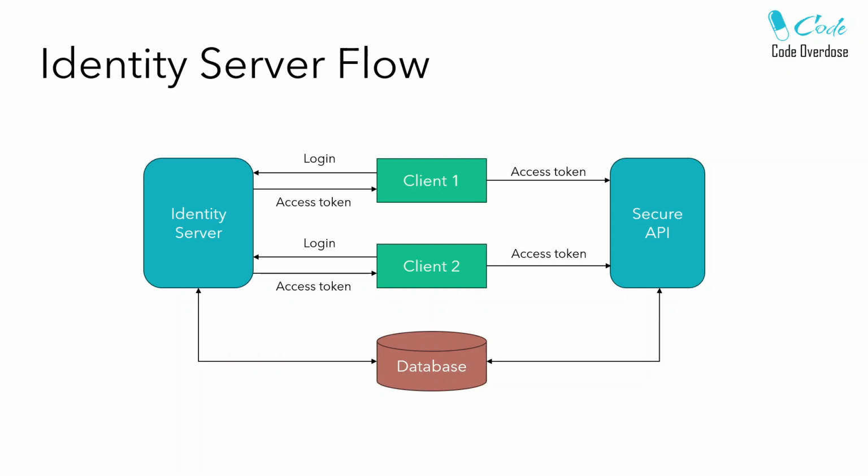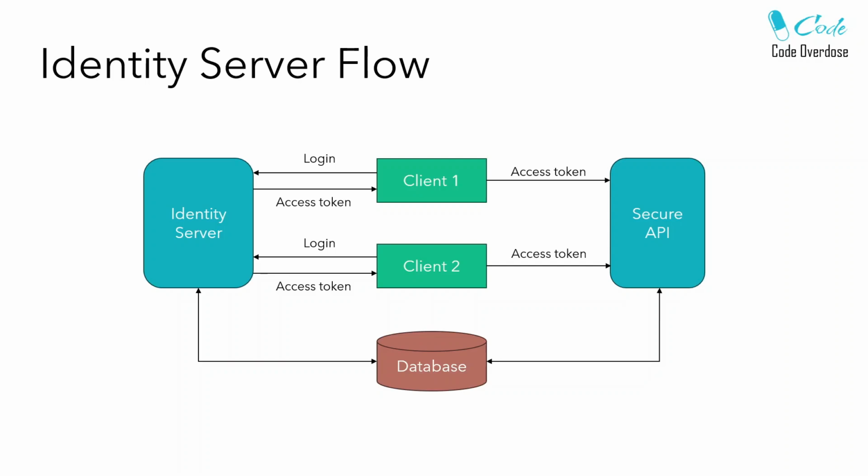In the middle, we have Client 1 and Client 2. These represent two different applications, like a Blazor WebAssembly front-end and an MVC admin portal. These clients don't handle authentication themselves. Instead, they redirect the user to Identity Server when login is required. Once the user logs in successfully on Identity Server, the server issues an identity token and an access token back to the client application. These tokens can now be used to call the secure API on the right. The API validates the access token to determine if the user is authorized to access the requested resource.